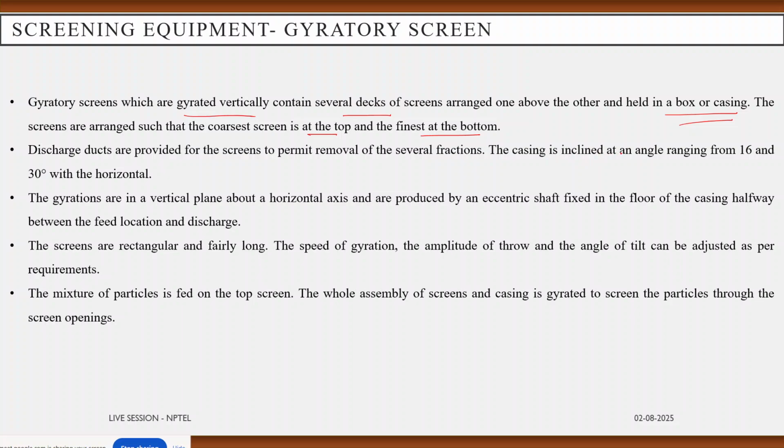The casing is inclined at an angle ranging from 16 to 30 degrees with the horizontal. The gyrations are in a vertical plane about a horizontal axis, and are produced by an eccentric shaft fixed in the floor of the casing halfway between the feed location and the discharge. So the screens are rectangular and fairly long. The speed of gyration, the amplitude of throw, and the angle of tilt can be adjusted as per your requirement.